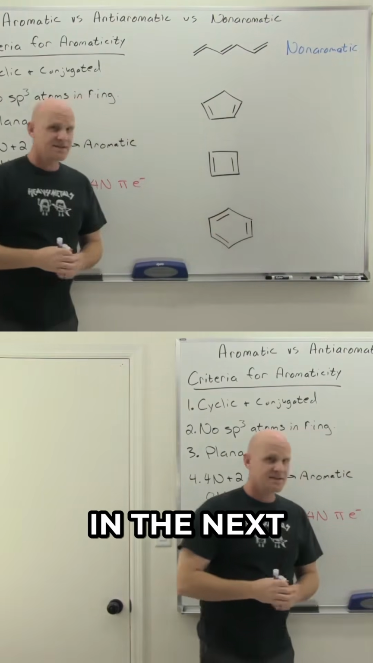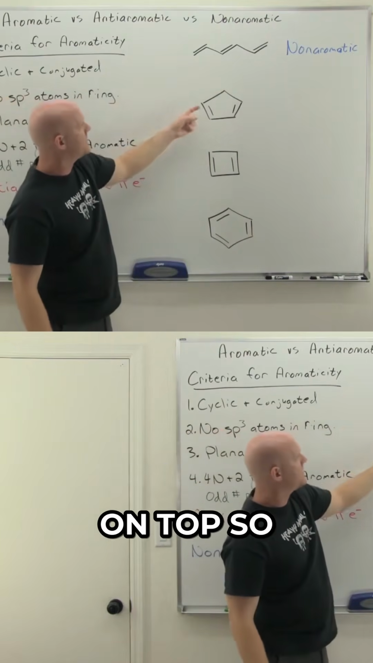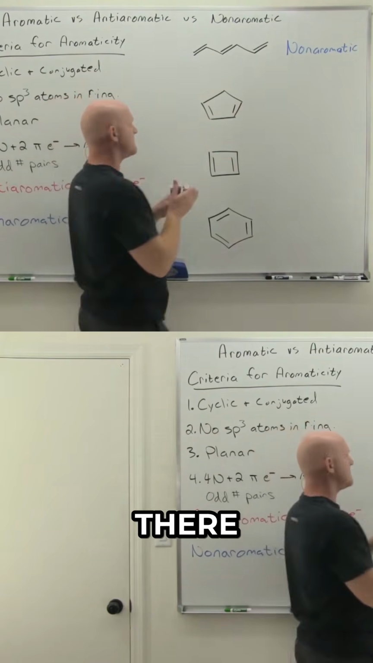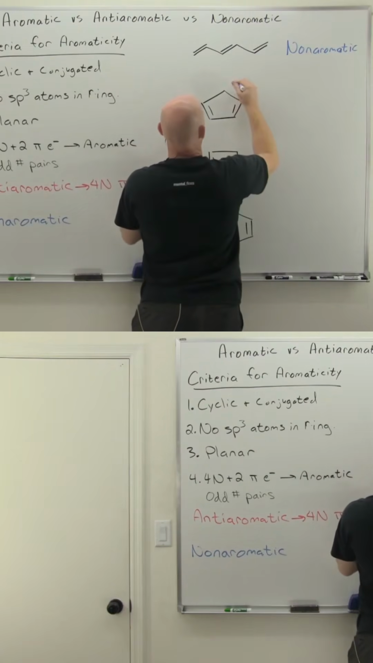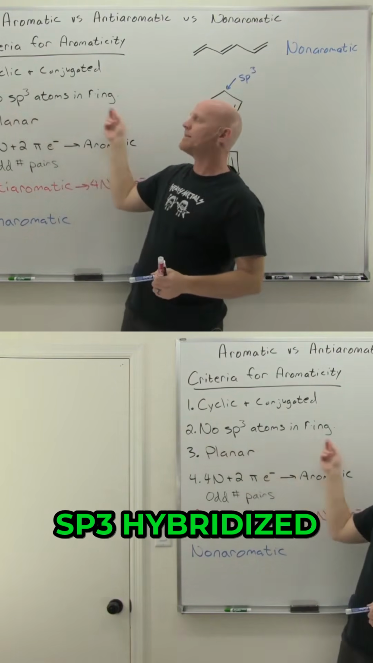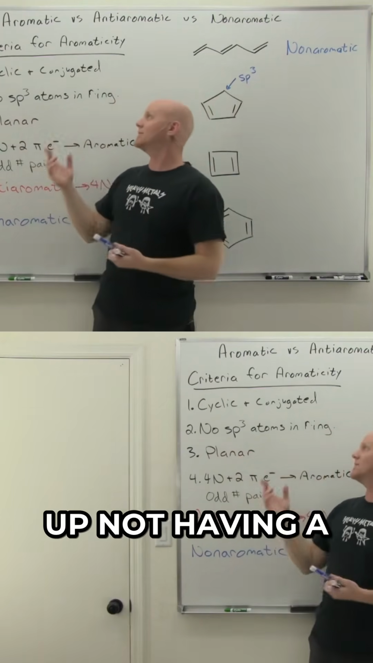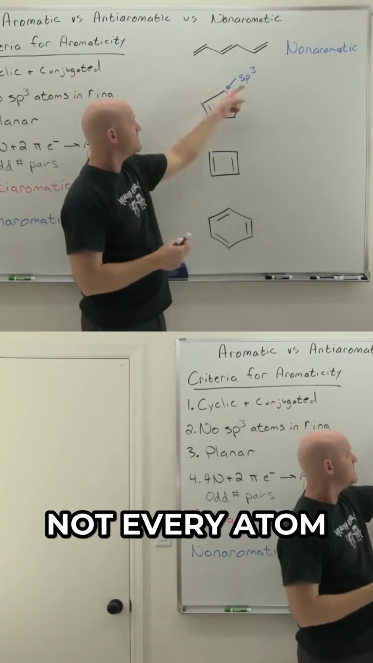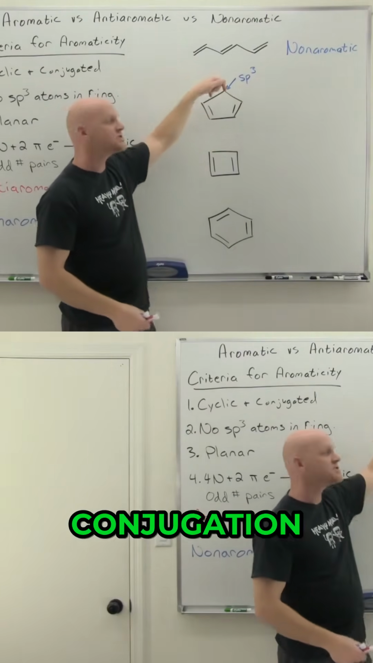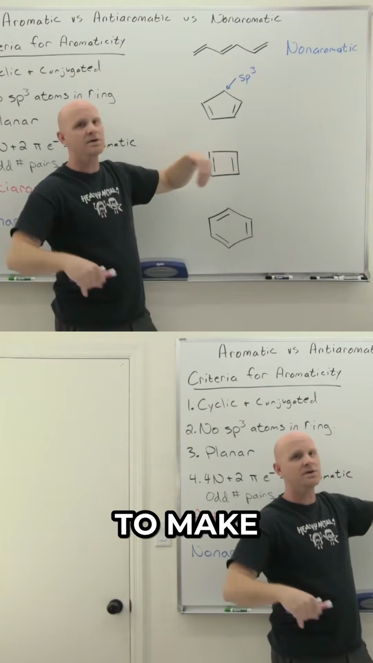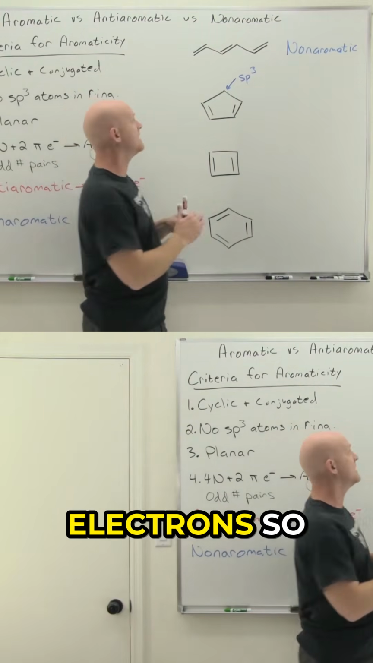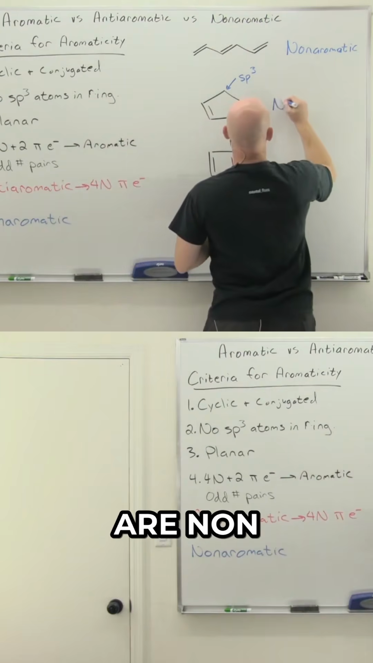All right, in the next example, you'll notice this lovely carbon on top is unique. These are all involved in making a double bond, or sp2 hybridized, but that one right there is sp3 hybridized. And once again, you're not allowed to have any sp3 hybridized atoms in the ring, because if you do, you end up not having a completely conjugated system, and not every atom in the ring will have a p orbital. So these four are part of a conjugated system, but you don't have an entire ring of conjugation. This sp3 hybridized atom does not have a p orbital to make part of an entire ring of delocalized pi electrons. So as a result, again, we fail rule number 2, and we are non-aromatic.